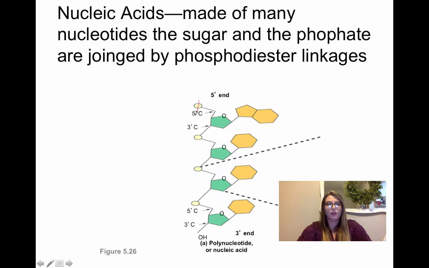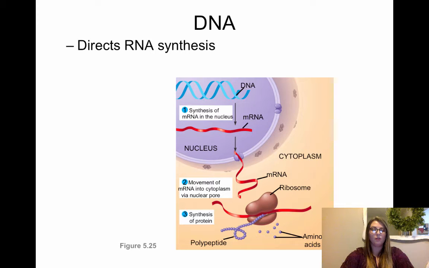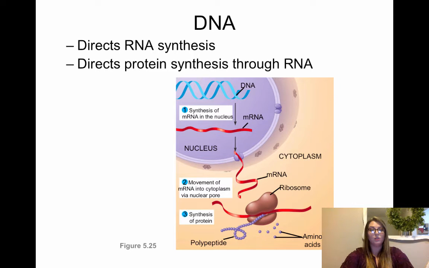So we see our phosphate group here. That's a terrible circle. There we go. Then we have our sugar, and then we have our nucleotides. And then we have our phosphodiester linkage here between our phosphate and our sugar. So DNA actually directs RNA synthesis, which directs protein synthesis.